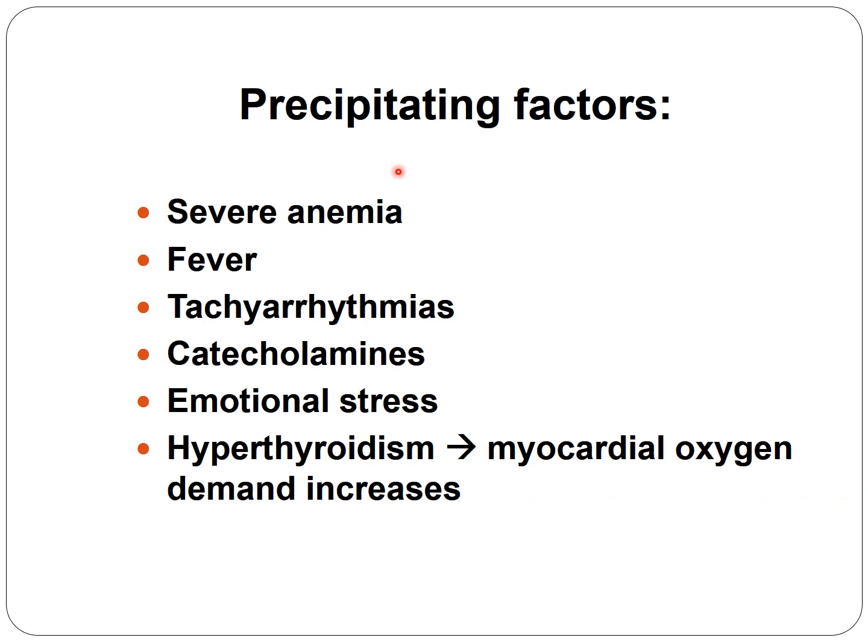Some precipitating factors are severe anemia, where the blood cannot absorb enough oxygen and is not delivering enough to the peripheral tissues. Fever, when the temperature increases and the basal metabolic rate increases. Tachyarrhythmias, by reducing the diastolic time or increasing the myocardial demand. Catecholamines, emotional stress, and hyperthyroidism usually work through the myocardial oxygen demand.